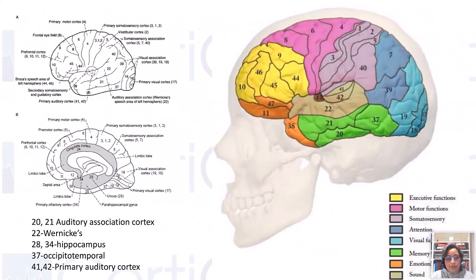There are 40 plus Brodmann areas, and out of that, the major ones in the temporal lobe are the auditory association cortex, areas 20 and 21. Area 22 is Wernicke's, the language processing center. Areas 28 and 34 are the hippocampus, which is again on the mesial side, the inner part of the temporal lobe. Area 37 is the occipitotemporal area. Areas 41 and 42 are the primary auditory cortex. So basically your language and your auditory cortex are the major components of the temporal lobe.